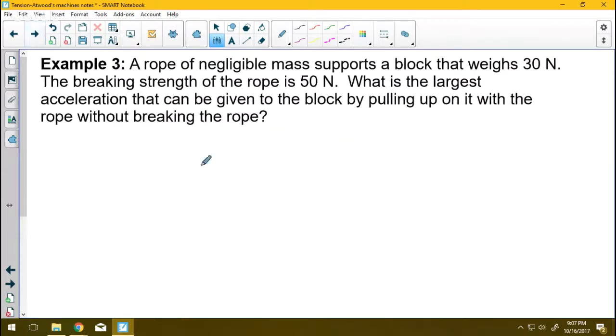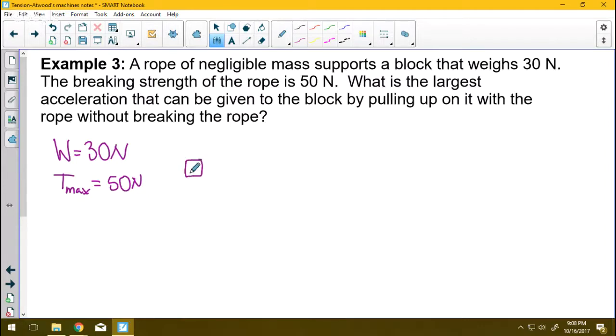So now, let's do one more tension sample problem. We have a rope of negligible mass that supports a block that weighs 30 newtons. The breaking strength of the rope is 50 newtons. So what is the largest acceleration that can be given to the block by pulling up on it without the rope breaking? So that means that essentially that 50 newtons is like our maximum tension. So we'll set that as our tension, and that's equal to 50.